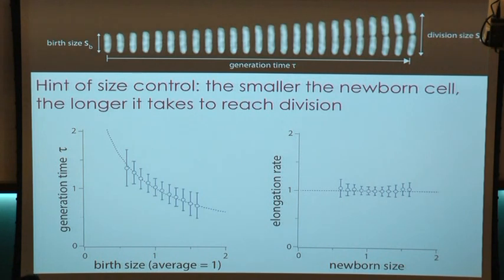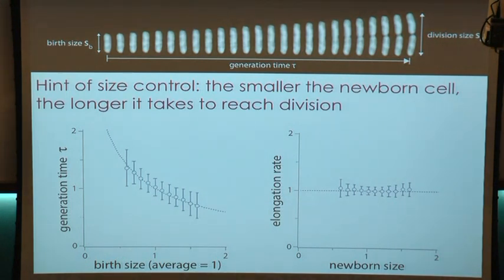In other words, if the cells are born smaller than the population average, they spend more time to reach cell division. But if the cell is born larger than the population average, it spends less time to reach cell division, as if to compensate for some size deviations at birth. As if to correct those deviations.